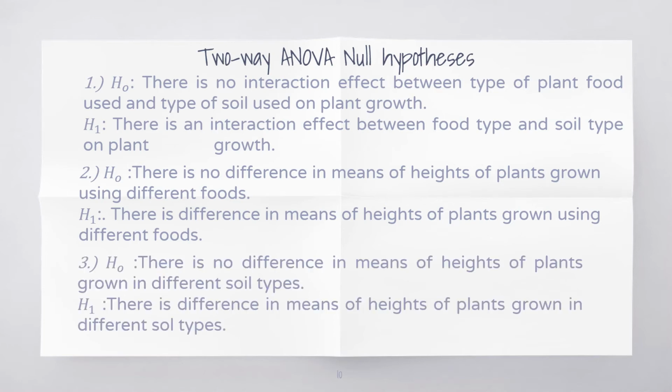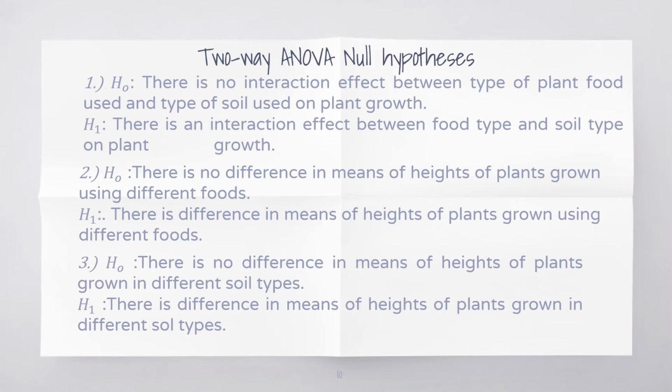And the last set: the null hypothesis is there is no difference in means of heights of plants grown in different soil types. And the alternative hypothesis is there is a difference in means of heights of plants grown in different soil types. As you can see, two-way ANOVA has several null hypotheses.